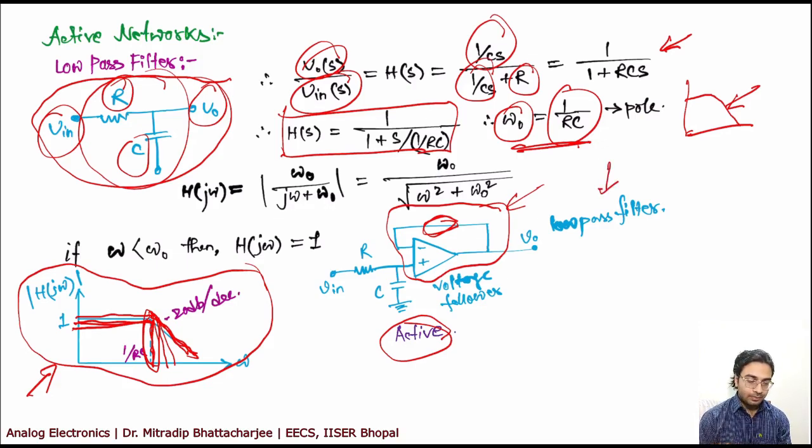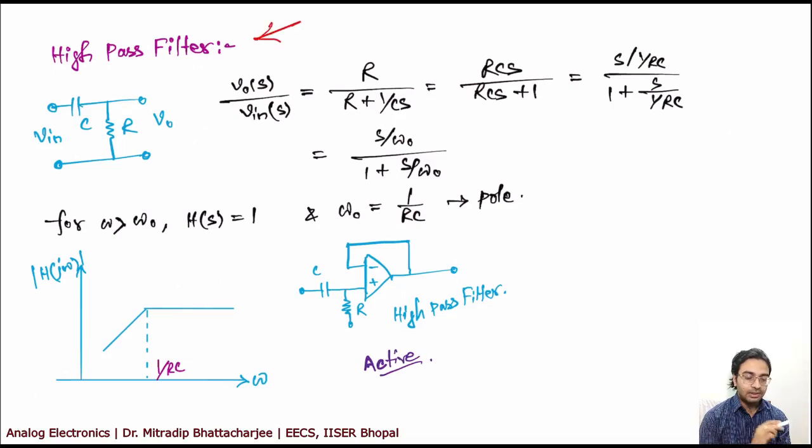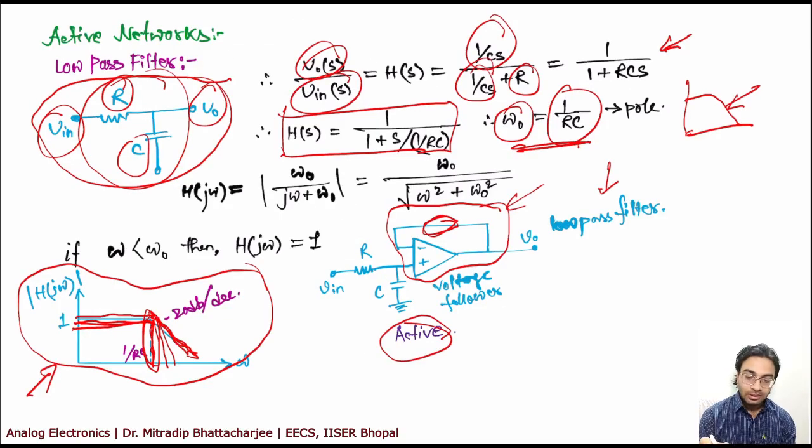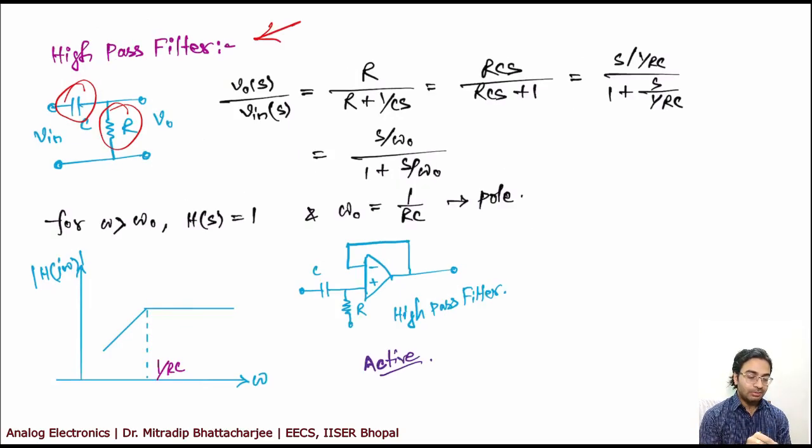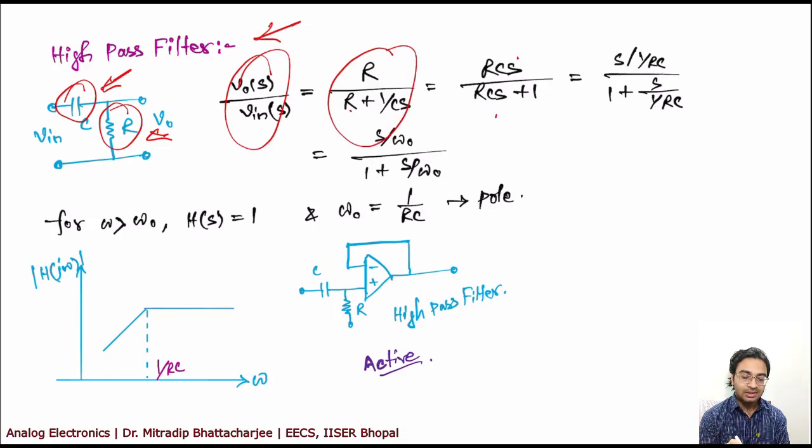Now similarly, the high pass filter is nothing but another RC network where you have interchanged the positions of R and C. In case of the low pass filter, you had R here, C here, but in case of the high pass filter, you have just replaced the R with C and C with R. So you have C and then you have R here. Your transfer function will look something like R divided by R plus 1 by Cs, so RCs by RCs plus 1.